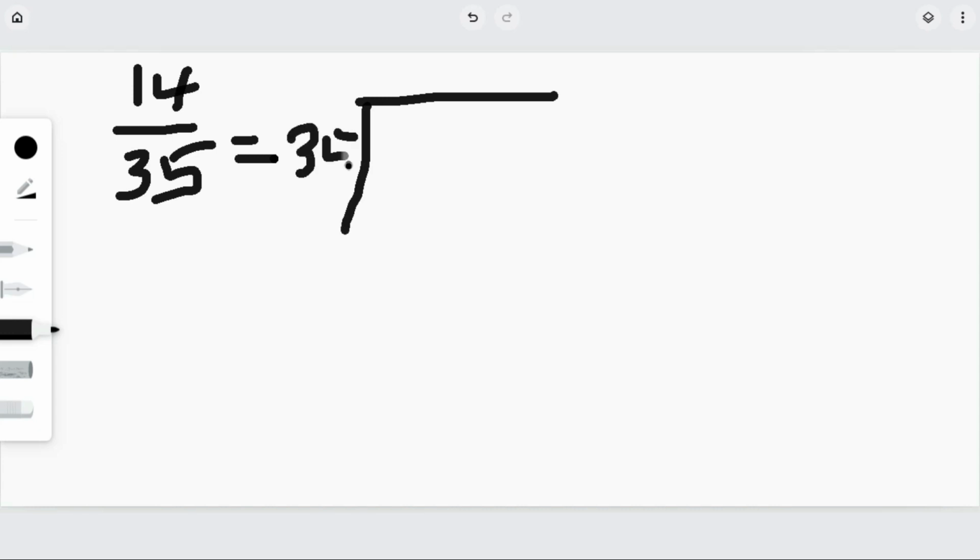You write 35 here and you write 14 here. Now how many 35s can you find in 14? That is nothing. That's 0. You can put 0 here, you may not put it, so you write 0 here. How many 35s can you get in 140? Now let's start with this one. Let's say 35. You want to check how many 35s can you get in 140.